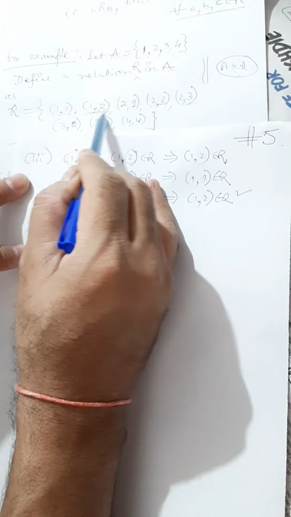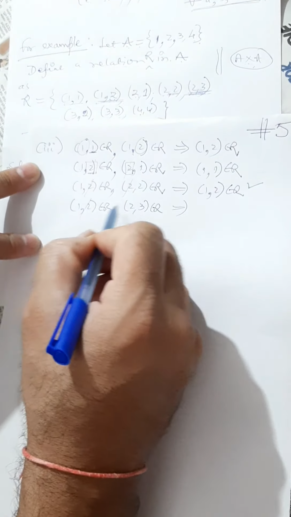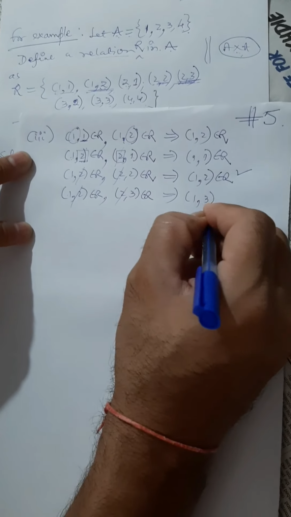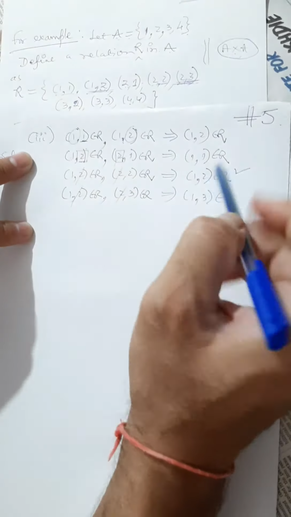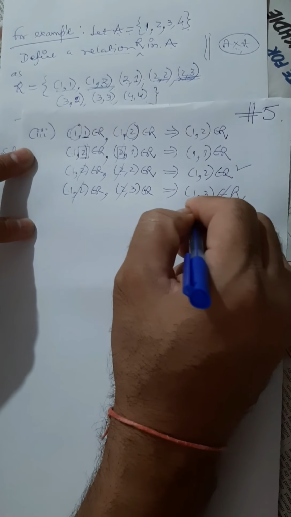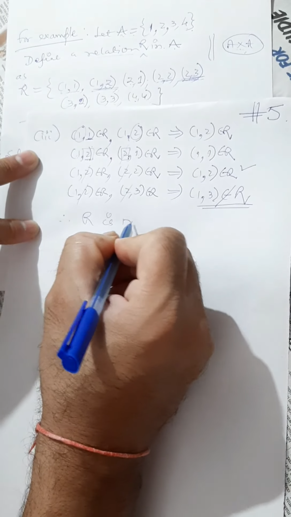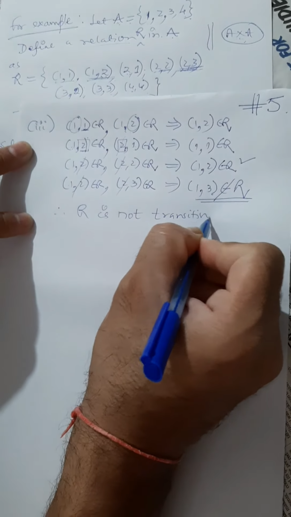1 comma 2 and then 2 comma 3. So if I drop the common one, you have 1 comma 3. Is it there in the relation set? If you notice, 1 comma 3 is not there in the relation set. So now you can stop and say that R is not transitive. No need to check further.